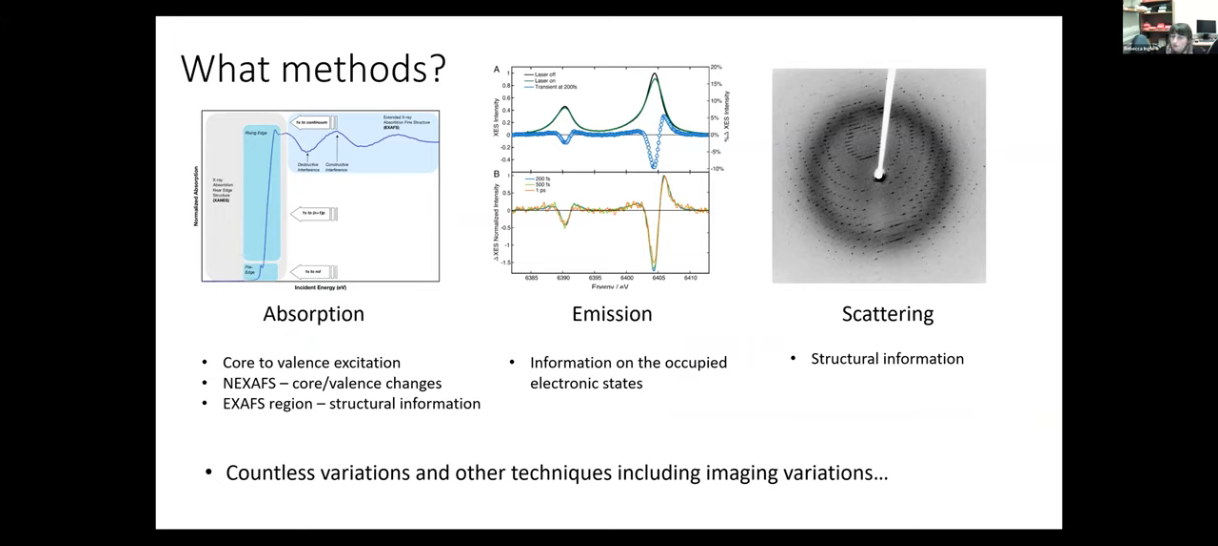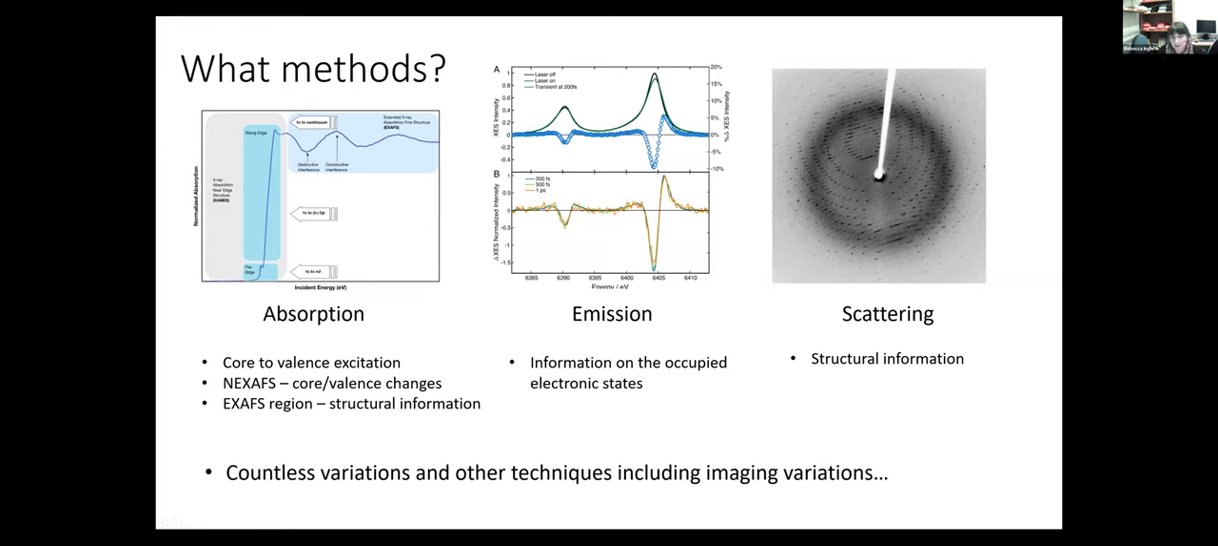Now, again, many of you will be familiar with the zoo of X-ray techniques out there. There are probably as many X-ray techniques as there are X-ray scientists to some extent. But what I'm going to do is group these into three families of methods, very crude groupings. We have X-ray absorption experiments, where we take a core electron and promote it to some unoccupied orbital. These methods are quite nice because they allow us to look at changes in both the core and the valence electronic structure of a system, particularly in what is very often called the NEXAFS region. We can also use absorption spectroscopies to get structural information.